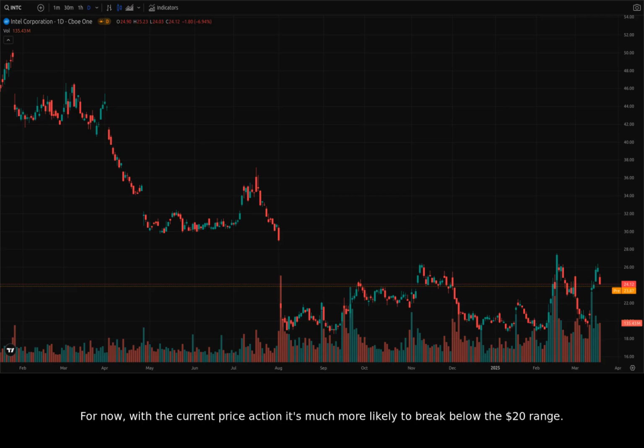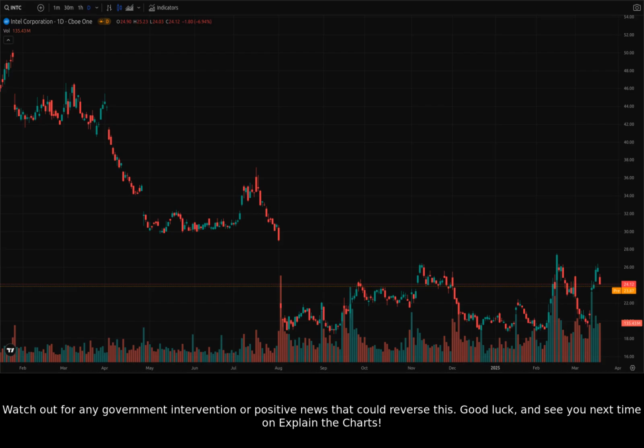For now, with the current price action, it's much more likely to break below the $20 range. Watch out for any government intervention or positive news that could reverse this.